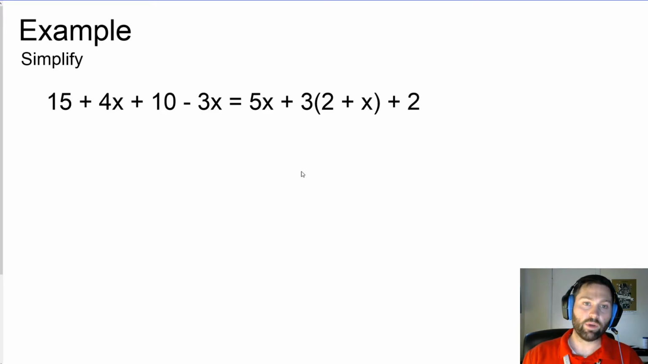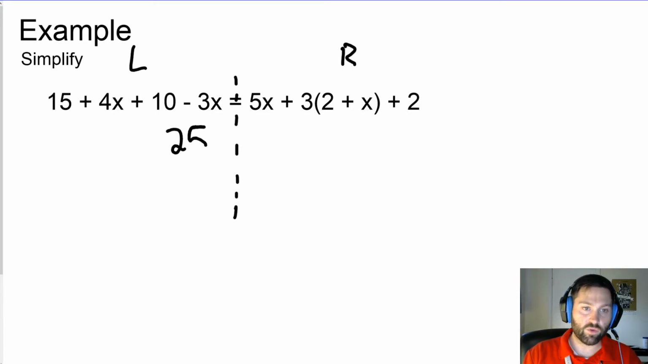So I'm going to simplify this. I'm not going to solve it, so I'm just going to put a dashed line here to indicate that I'm going to simplify the left side and I'm going to simplify the right side. On the left side, I see 15 plus 10 giving me positive 25, so I'm going to put that here. And then I see 4x minus 3x, and 4x take away 3x is 1x. So x plus 25 is all that I have on the left side of the equation.